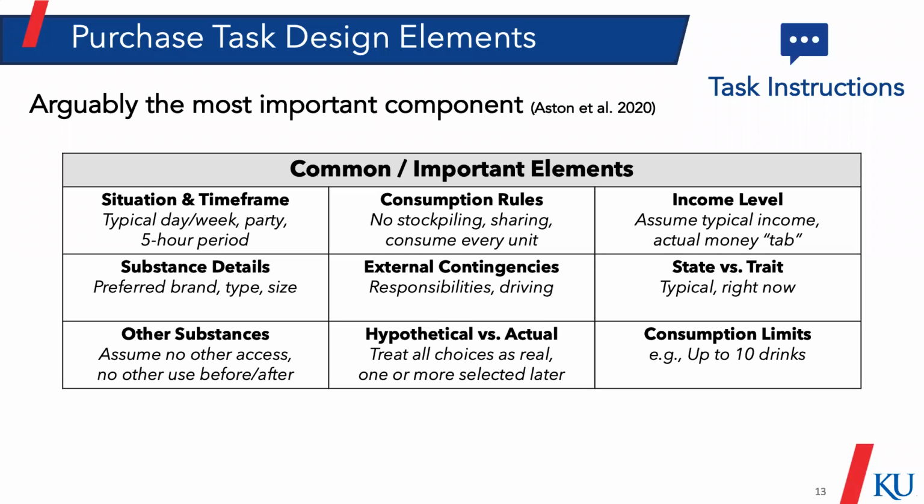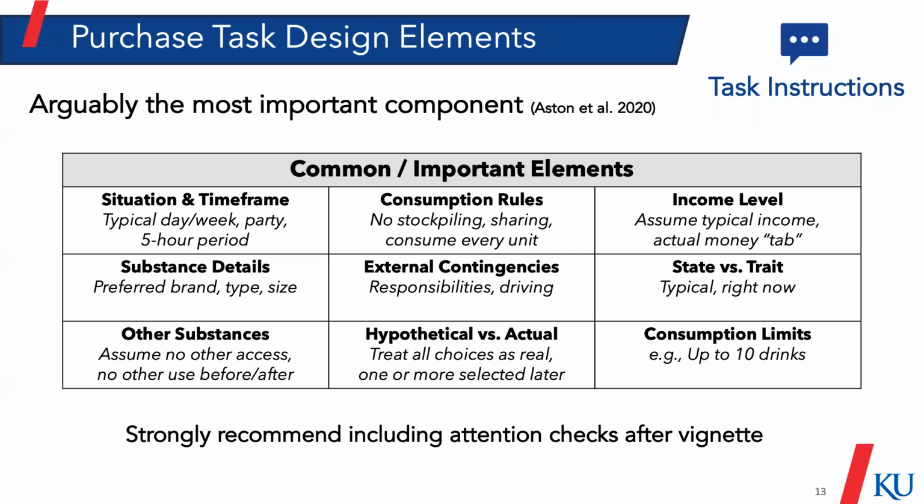External contingencies. Is it state versus trait? Are you asking them to make purchases based on their typical behavior or right now in this moment? You should assume that you don't have access to other substances and you're not going to use any other substances before and after. Are the choices purely hypothetical, or are they maybe going to receive one later? And then are you putting any sort of consumption limits? So, up to 10 drinks. For a laboratory-based study, you can't give them free access to alcohol. You have to put a consumption limit on it. So that's where that comes in.